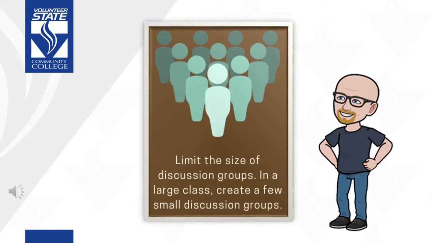Another way to increase engagement is to limit the size of discussion groups. If you have a really large class, you can split the students into a few smaller discussion groups. And one of the things you can do with that is, after the students have finished their individual group discussions, you can have them share a synopsis of their group discussion with the other student groups.